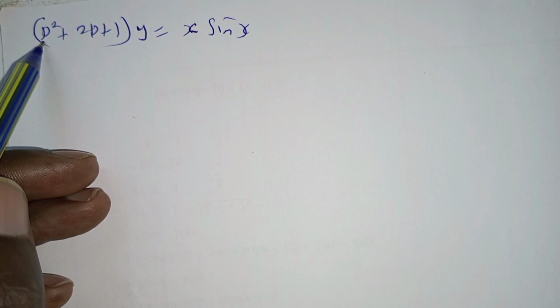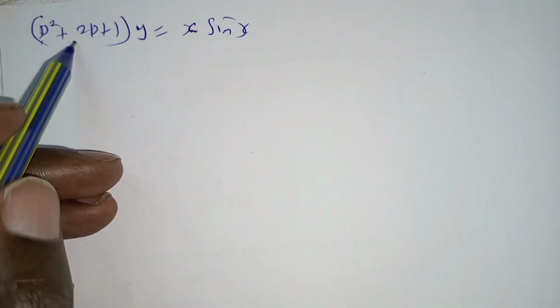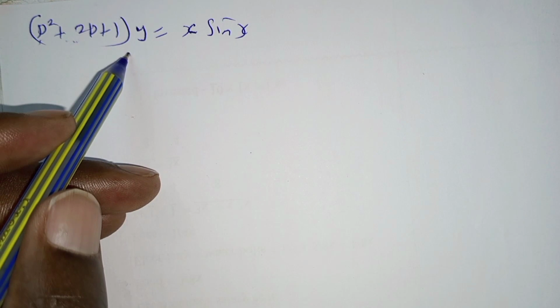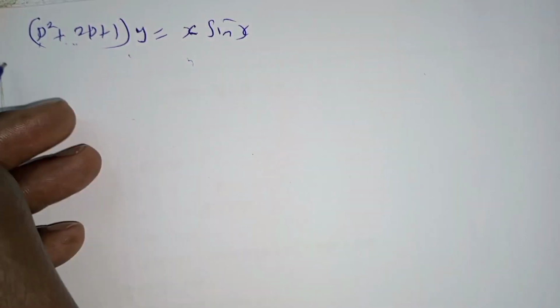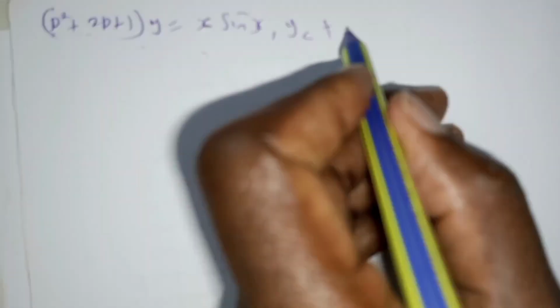Non-homogeneous ODE, whereby we have (D squared + 2D + 1) multiplied by y is equal to x sine of x. So this has two parts. It has the complementary part plus the particular part. It is what gives you the solution.